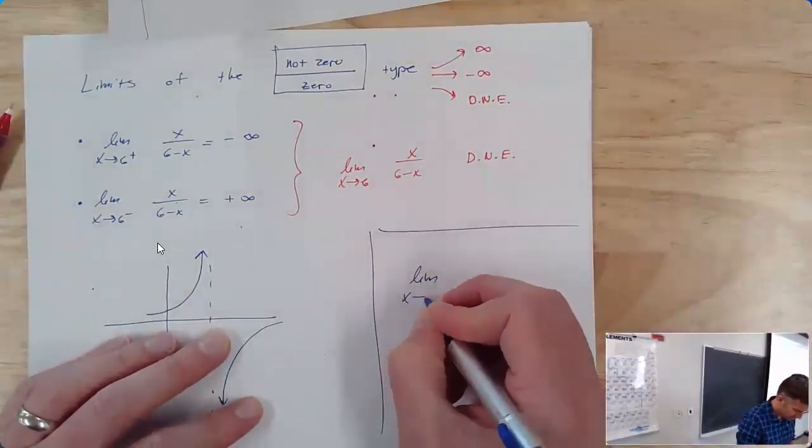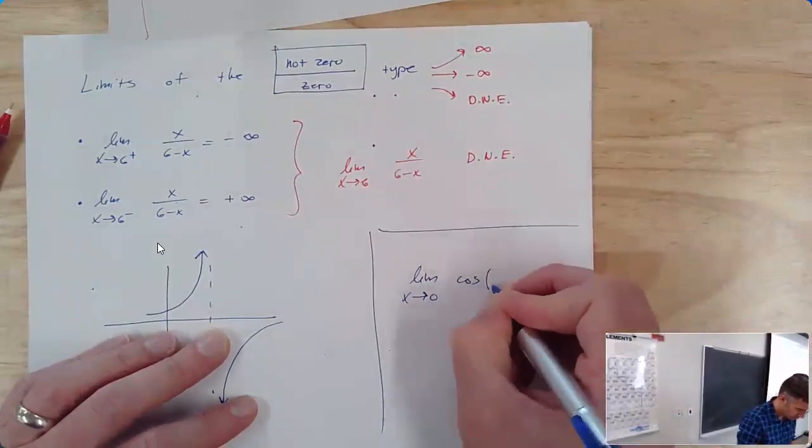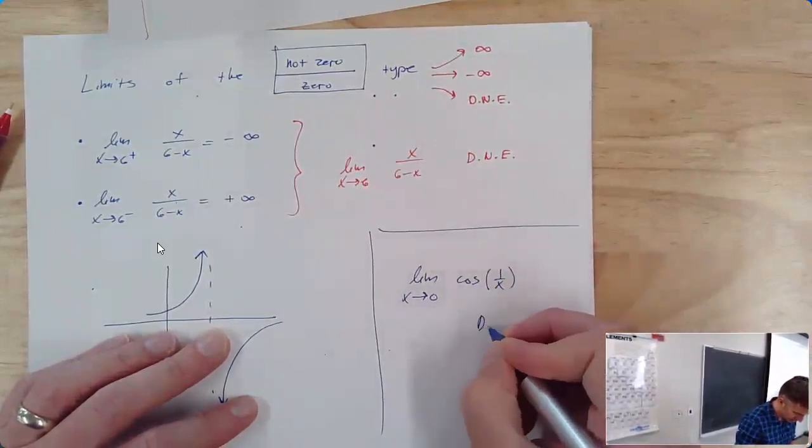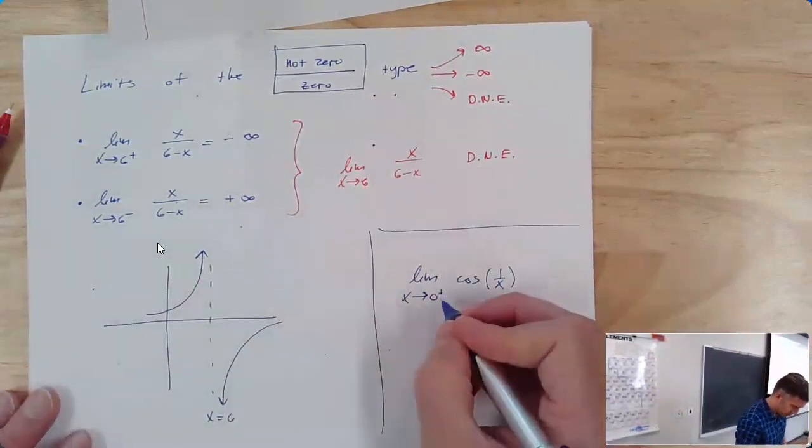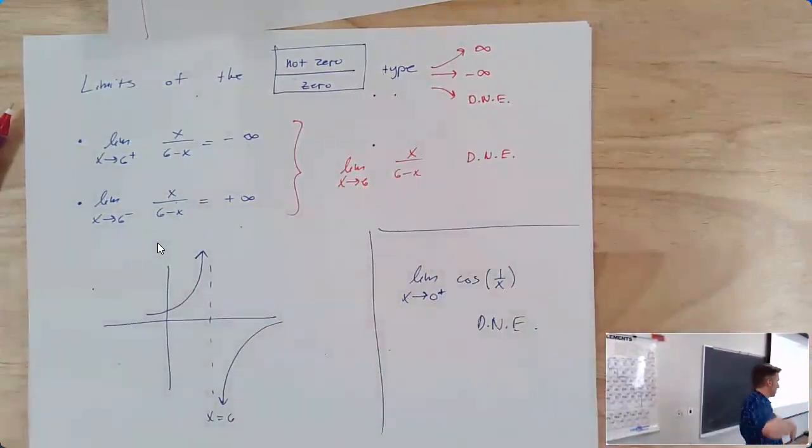This limit does not exist at all from either side. It just keeps oscillating back and forth. Right, we've seen the graph of it a couple times. It never gets close to one particular value.